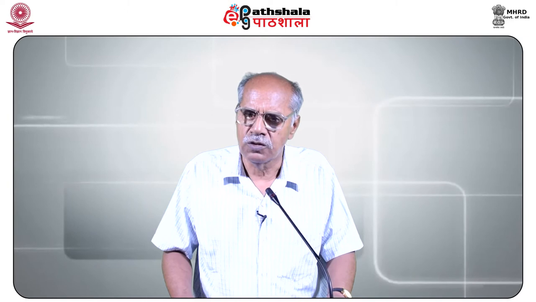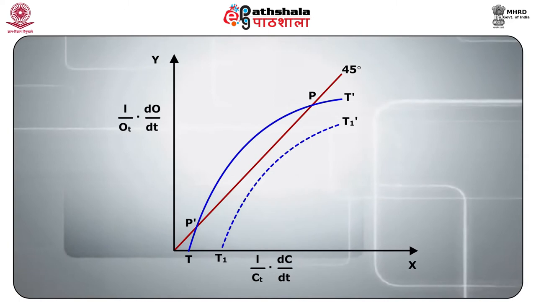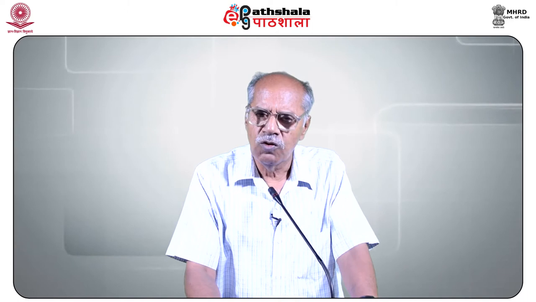See the figure. On the horizontal axis, we have the rate of increase in capital, and on the vertical axis, we have the rate of increase in income. The 45 degree line shows the two are equal at each point. TT dash is the technical progress function. In an overpopulated country, the technical progress function will cut the capital axis positively at point T in figure 5.